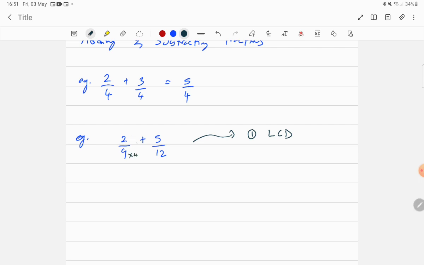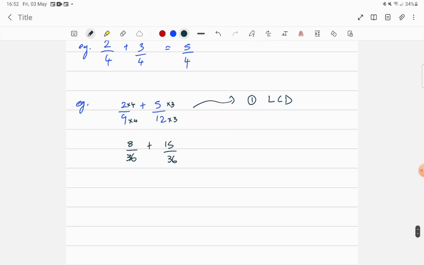So we times this by 4, times this by 4 to get to 36, times this by 3, times this by 3. And then we should have 8 over 36 plus 15 over 36. Once we rewrote them having the same lowest common denominator, now we can add or subtract our fractions and simplify the answer if necessary. So we would get 23 over 36, and this is already in its simplest form. So that's addition and subtraction.